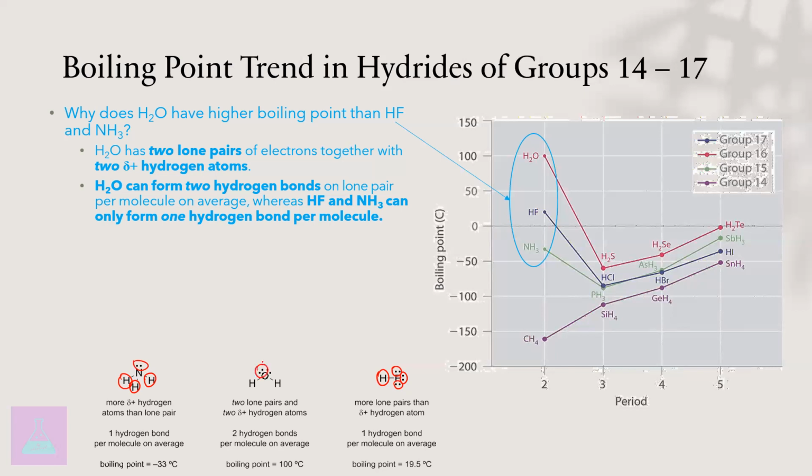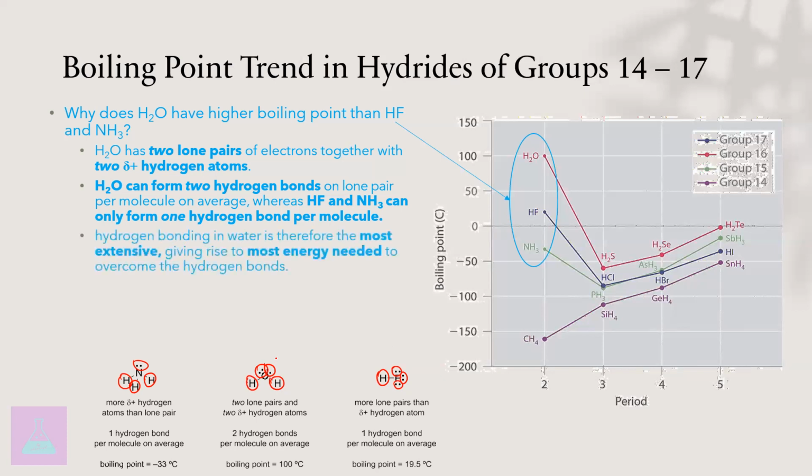But in the case of water, you have 2 lone pairs and 2 hydrogen atoms. So 2:2, everything is so-called equimolar, right? So you have the most extensive hydrogen bonding in water, and that must give rise to the most energy required to overcome these hydrogen bonds, right?